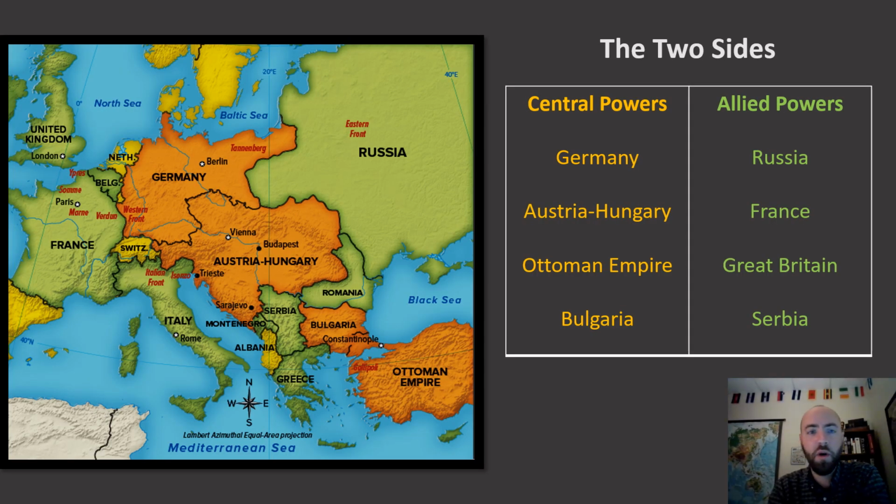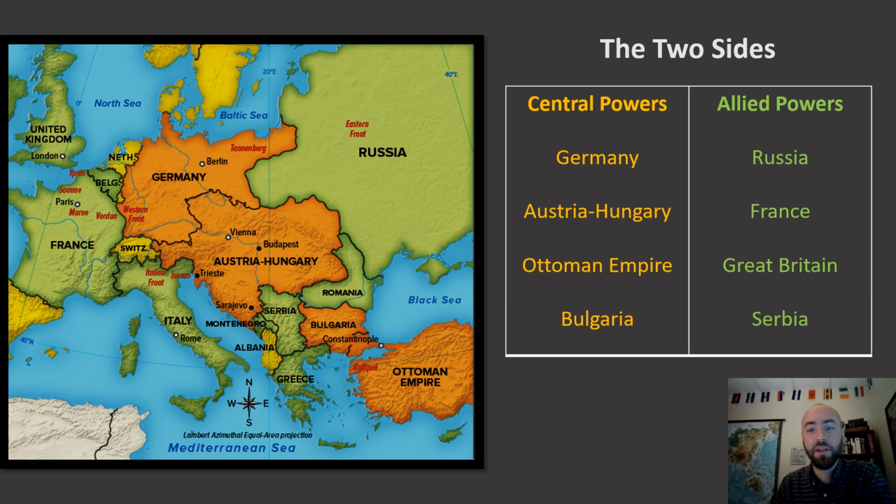And so just to go over the basics of the war, we want to know who's fighting. So we have two sides. We basically have what are called the Triple Alliance, originally, which becomes known as the Central Powers, and it originally was Germany, Austria-Hungary, and Italy. But Italy is actually going to change sides during this war and join the Allied powers.